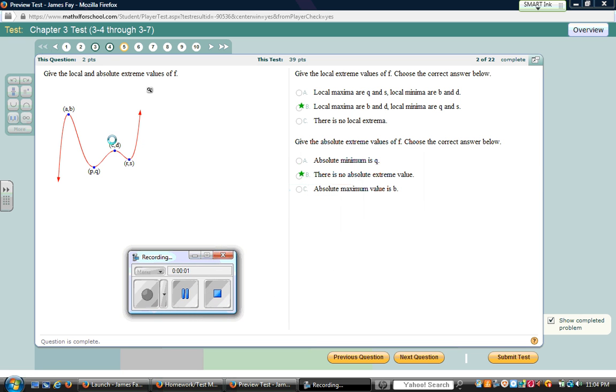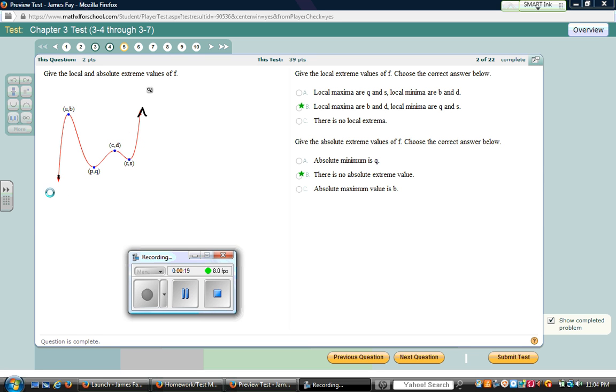This question says give the local and absolute extreme values of f. Okay. Because that is going to negative infinity, that is going to positive infinity. There are no absolute extreme values.